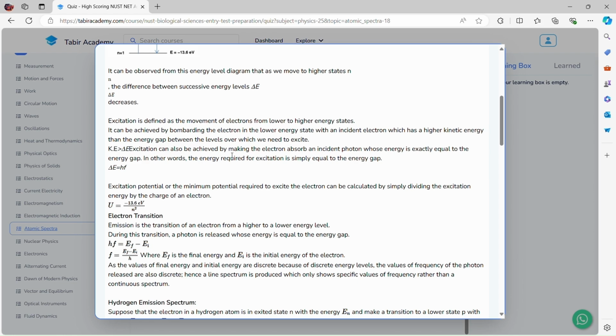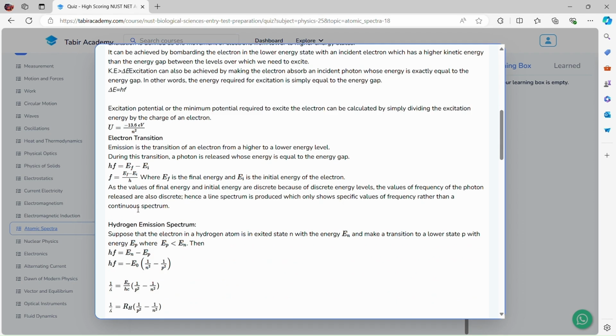Excitation can also be achieved by making the electron absorb an incident photon whose energy is exactly equal to the energy gap. In other words, the energy required for excitation is simply equal to the energy gap. Excitation potential, or the minimum potential required to excite the electron, can be calculated by simply dividing the excitation energy by the charge of an electron. U equals negative 13.6 eV over n square.